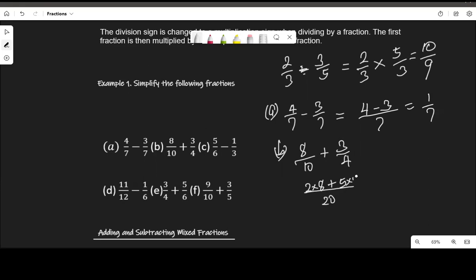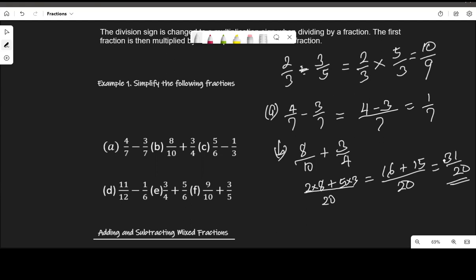5 times 3, which is 2 times 8 is 16, plus 5 times 3 is 15, all over 20. 16 plus 15 is 31, all over 20. So that is the solution to this.